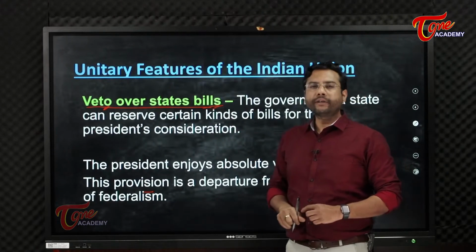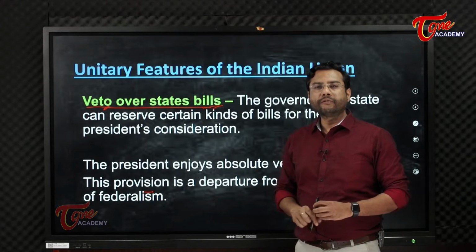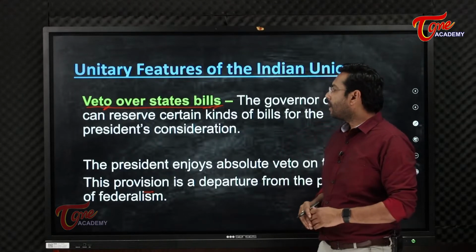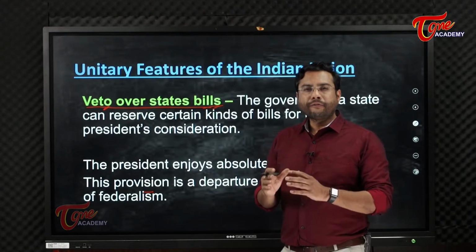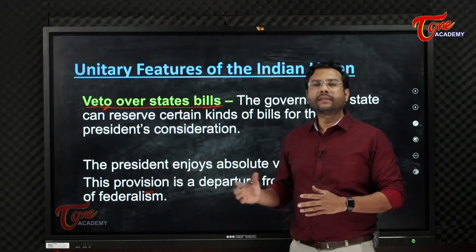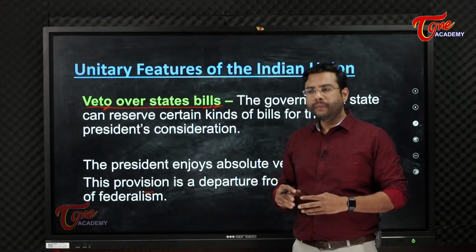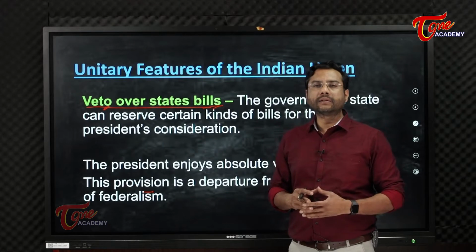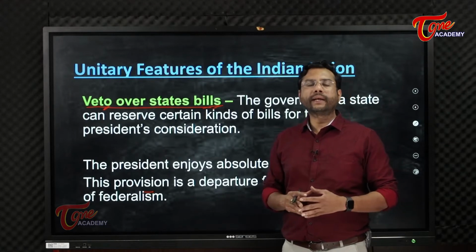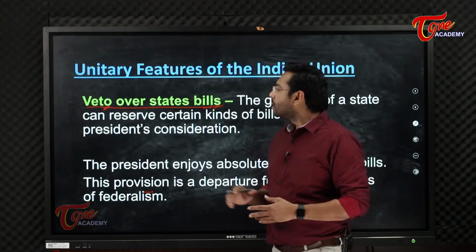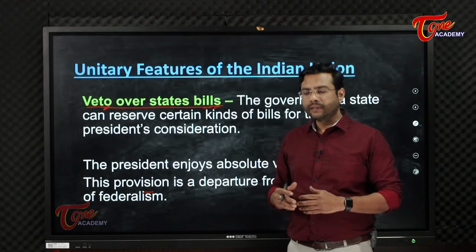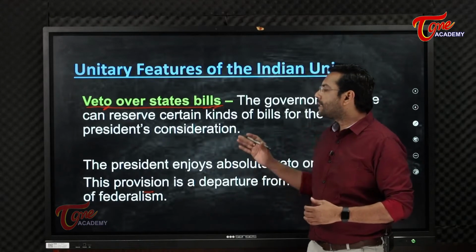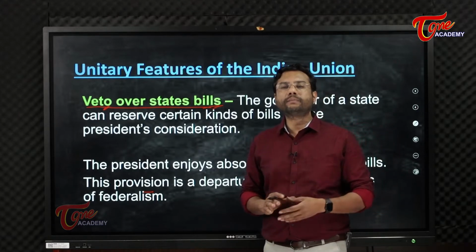This is again an important unitary feature, veto over state bills. As we generally know, the governor will withhold certain bills passed by the state assembly. Those bills might be against the values of the constitution, or might not be in the interest of the larger section of society. So, the governor would generally veto such bills using his discretionary powers. The same bill can also be sent to the president.